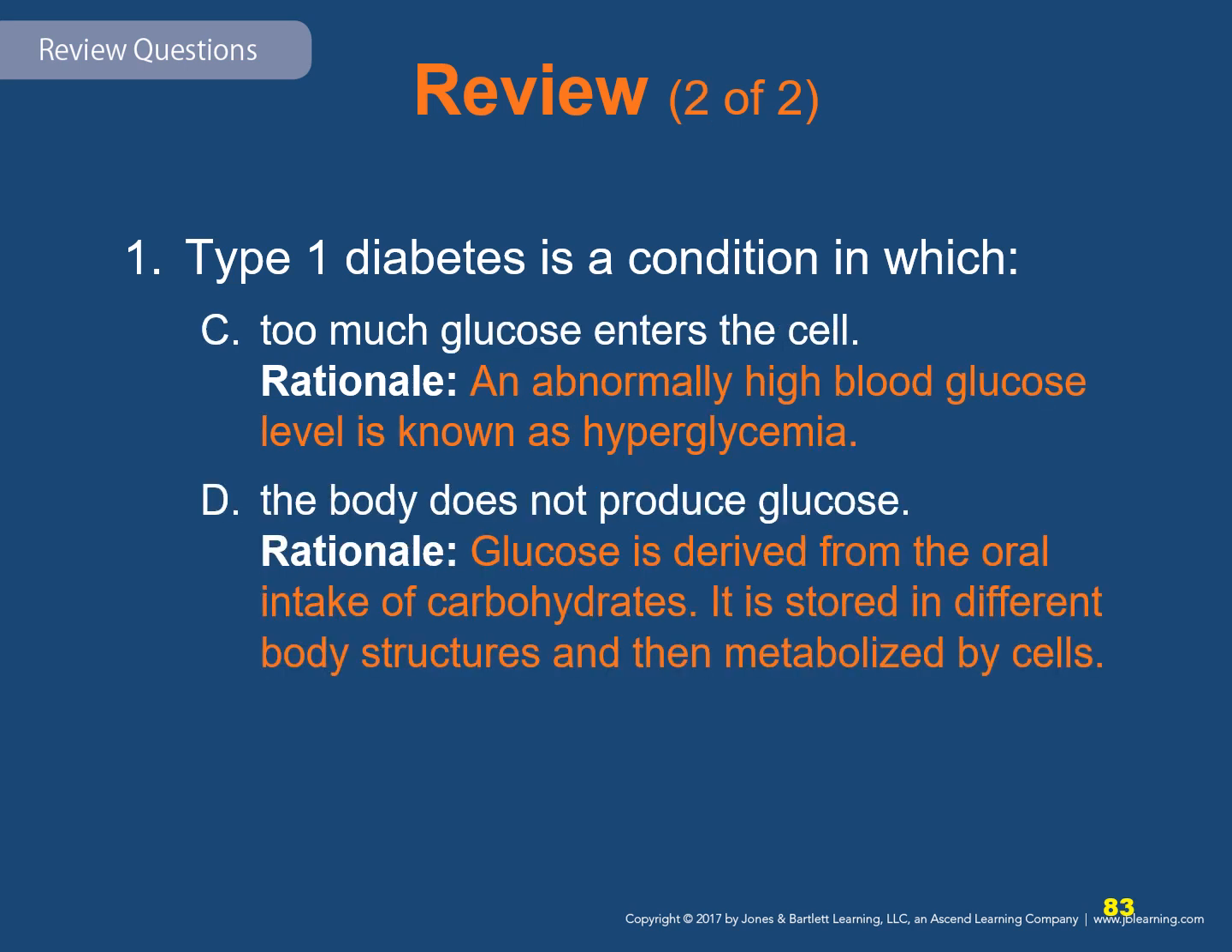C. Too much glucose enters the cell. That's incorrect because an abnormally high blood glucose level is known as hyperglycemia. Or D. The body does not produce glucose. That's incorrect because glucose is derived from the oral intake of carbohydrates. It is stored in different body structures and then metabolized by cells.